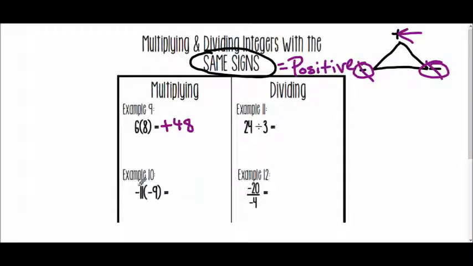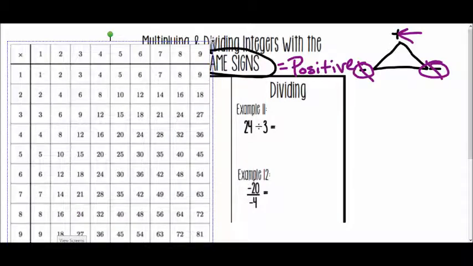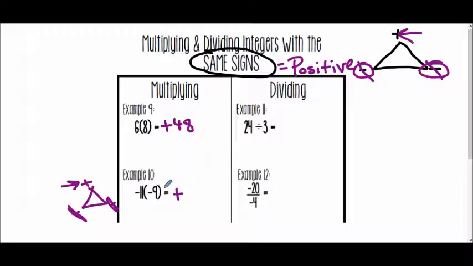In example 10, I have a negative 11 times a negative 9. If I have my little triangle, remember I said a negative times a negative makes a positive. And then we can figure out, I don't know if my multiplication table is big enough here. Nope. What 9 times 11 is. And 9 times 11 is 99. So we have a positive 99.